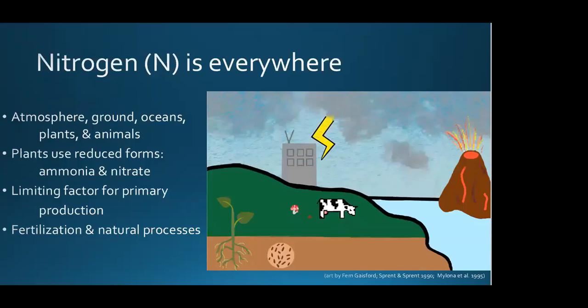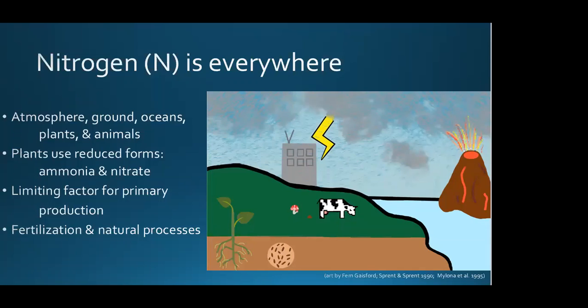Nitrogen is everywhere. Nitrogen is one of the most abundant elements, a large portion of which is in the atmosphere as N2, or nitrogen gas. Also in various compounds in the ground, in the oceans, in plants, and in animals. It is literally everywhere. Nitrogen is necessary for plants to grow. It's a component of chlorophyll, amino acids, which are the building blocks of proteins, ATP, which is the energy currency of cells, and nucleic acids.